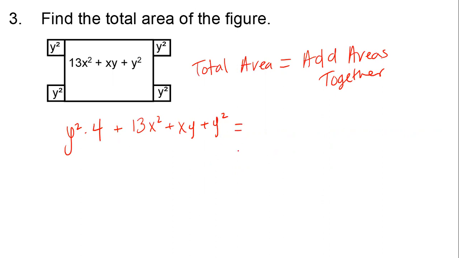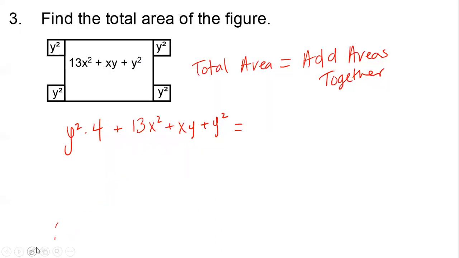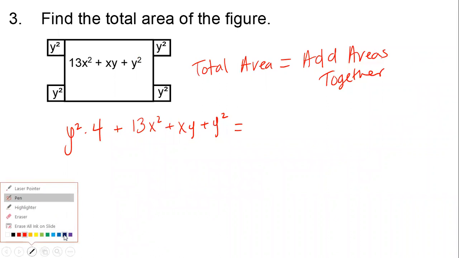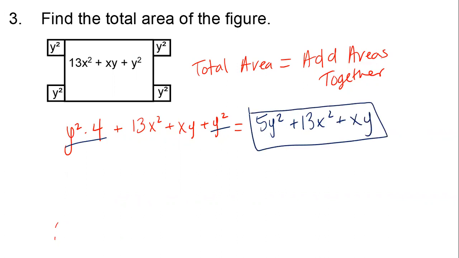What does that equal? Well, I have 4y squared and 1y squared, and that makes 5y squared plus 13x squared plus xy. That's it. Can't go any further because I don't know the values of x and y.